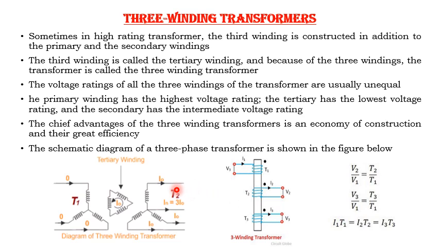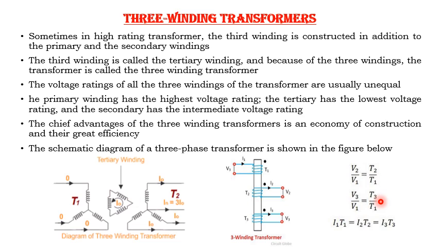Here, in the winding representation, usually the primary and the secondary windings are connected in star fashion, and the tertiary winding is connected in delta fashion. This is the winding T1, this is the winding T2, this is T3, the tertiary winding of the transformer.